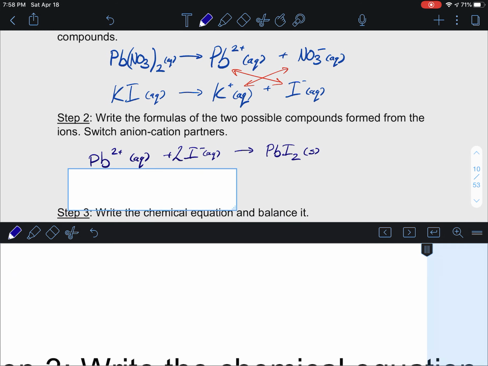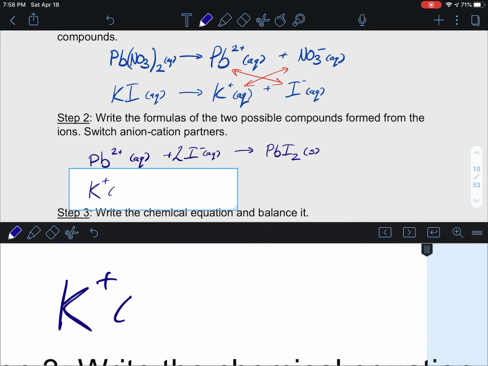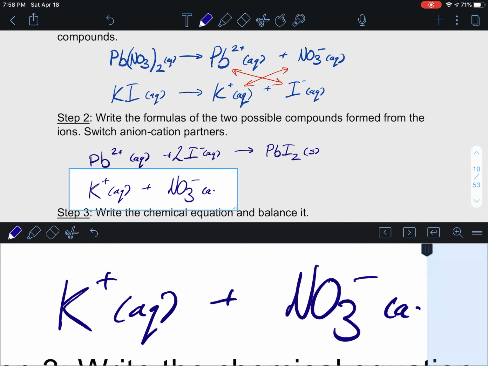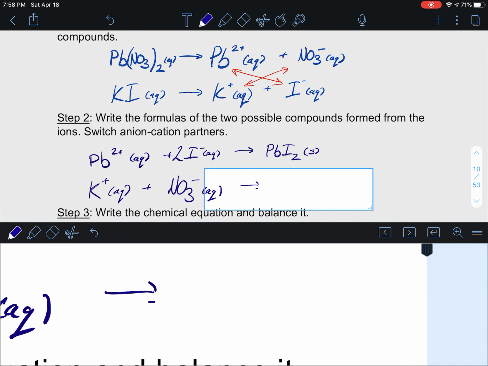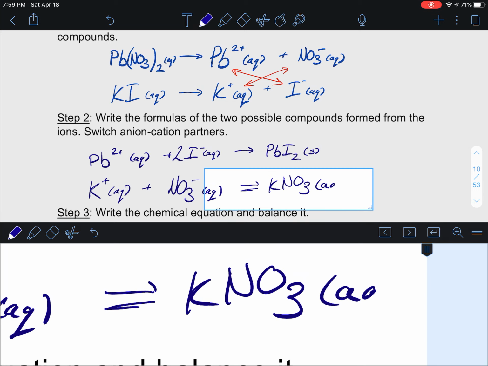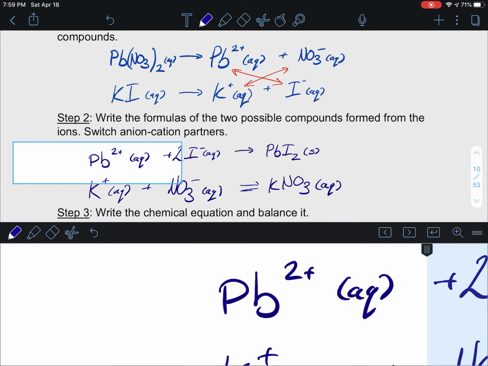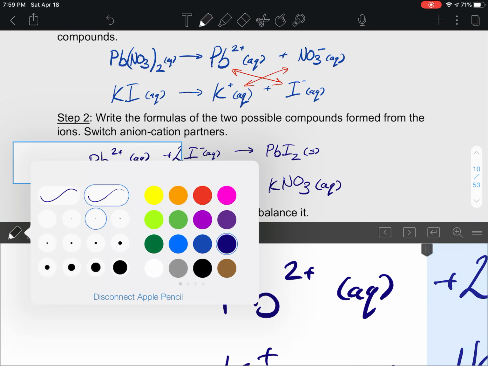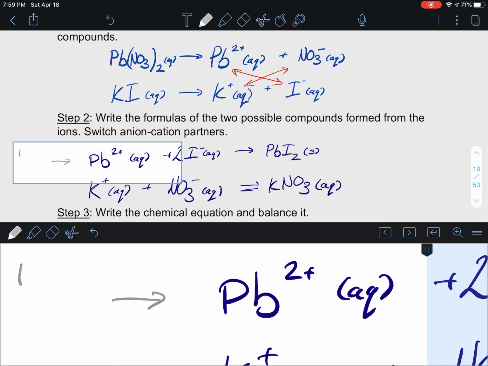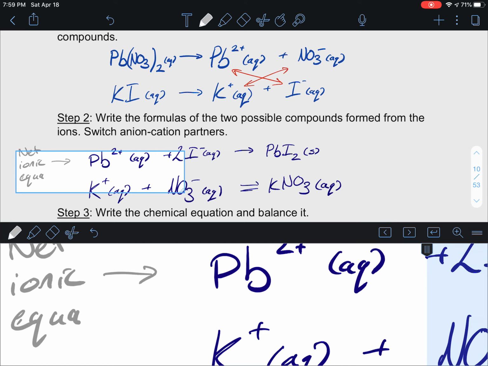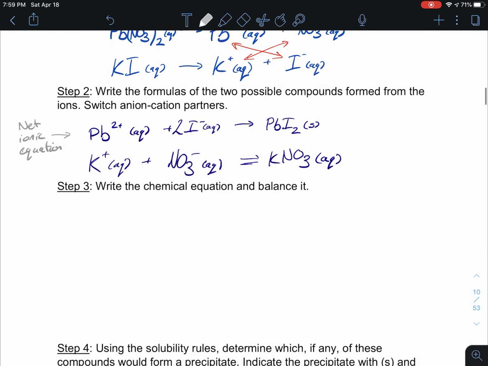We'll need 2 of those, and we're going to do the potassium ion, which is aqueous, and we're going to react that with the nitrate ion, aqueous. Notice that these are going to be completely soluble, so it will be KNO3, and that will stay aqueous because nitrates are always aqueous. Now notice that if you did this correctly, this is a net ionic equation. So maybe we were doing twice as much work in the last example.